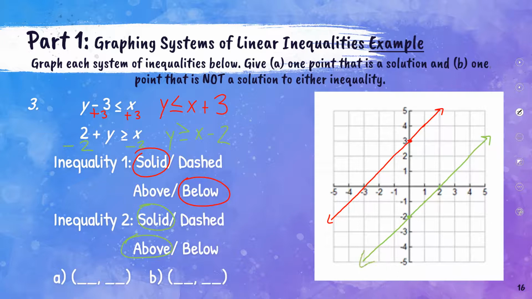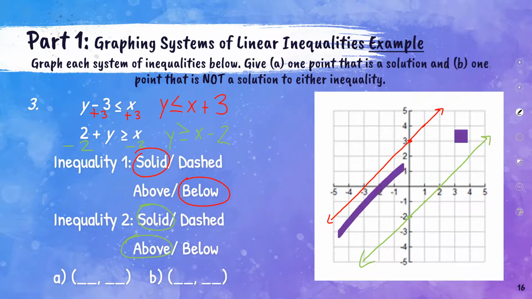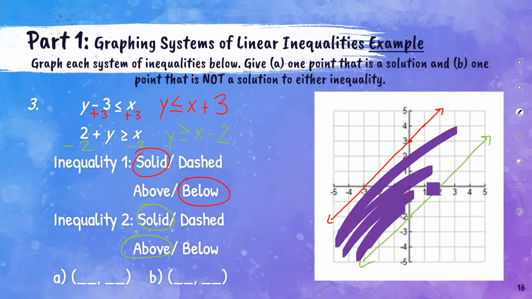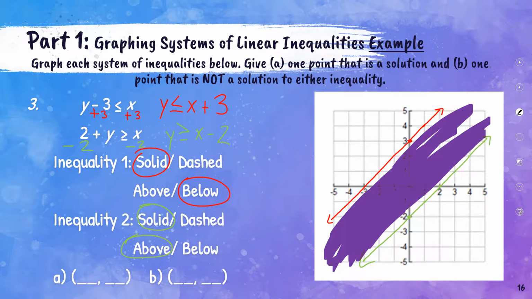Notice these lines are parallel because they have the same slope, but I want the region above the green line and below the red line. So this is the region in between. I'm using my highlighter tool because it shades it a little faster. But that's my region in between.